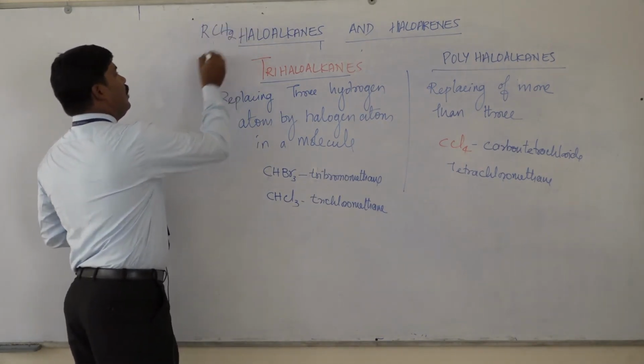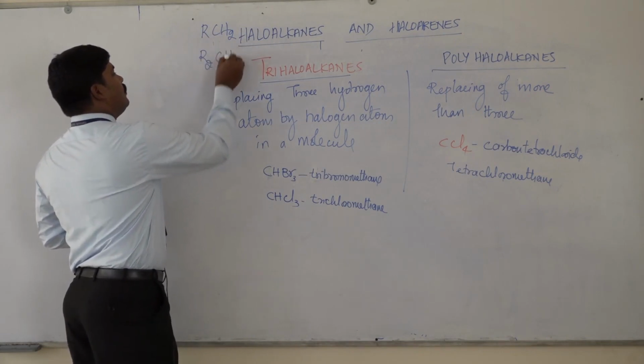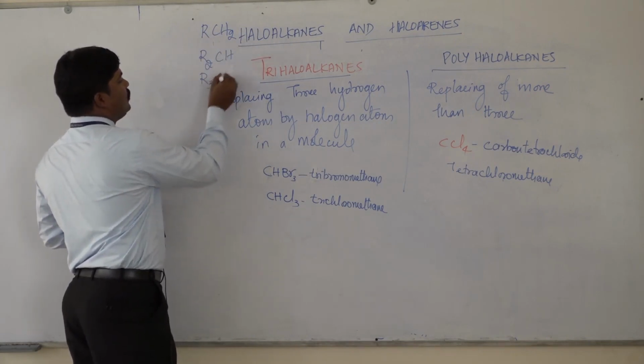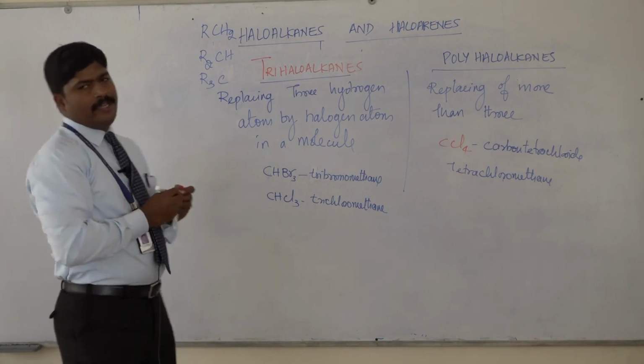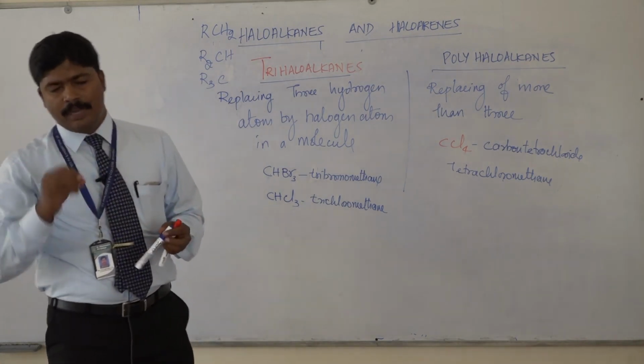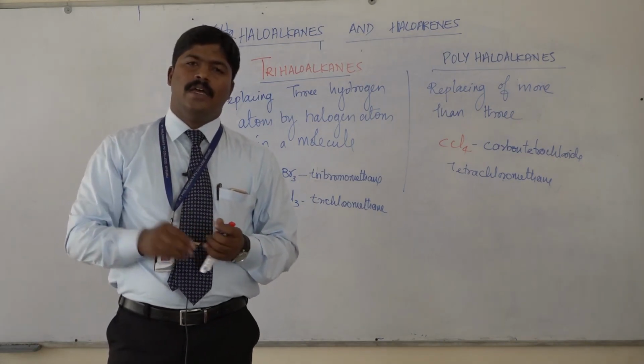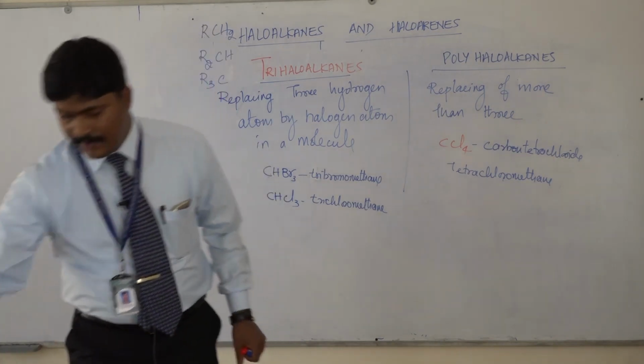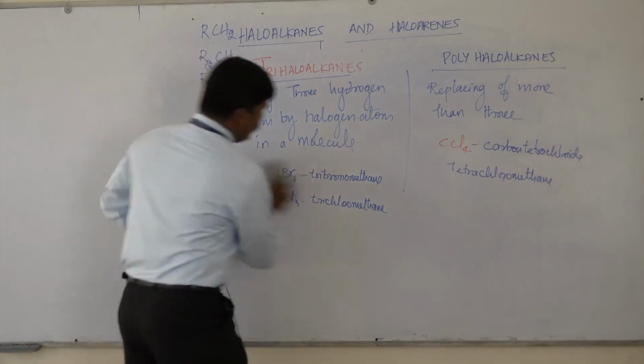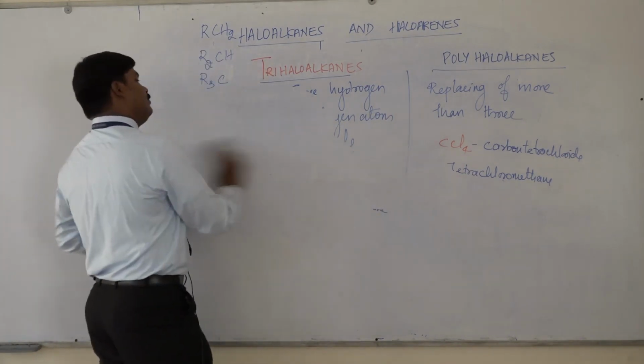RCH2 and R2CH, R3C. Now, depending on that, we have discussed primary carbon, secondary carbon, tertiary carbon. So now we are going to classify monohaloalkanes. Classification of monohaloalkanes we will try to learn.